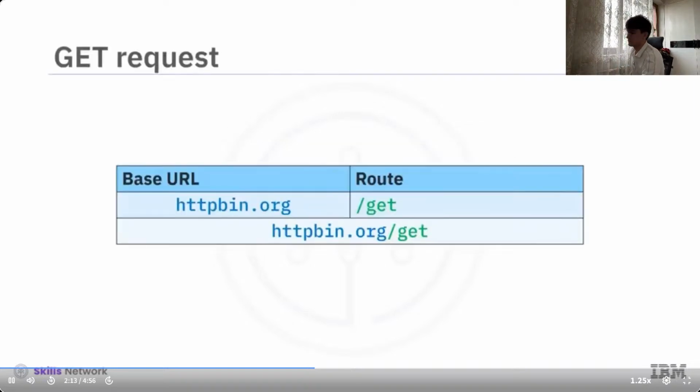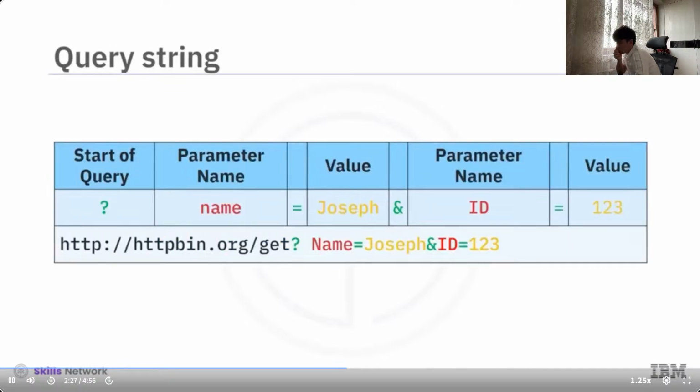We send a GET request to the server. Like before, we have the base URL in the route. We append /get. This indicates we would like to perform a GET request. This is demonstrated in the following table. After GET is requested, we have the query string. This is part of a Uniform Resource Locator, or URL, and this sends other information to the web server.